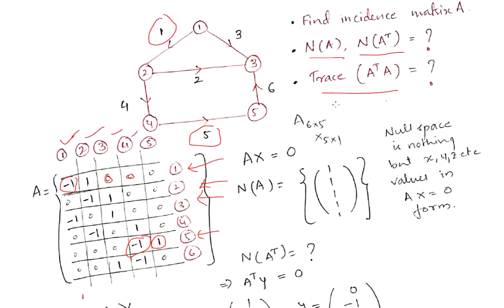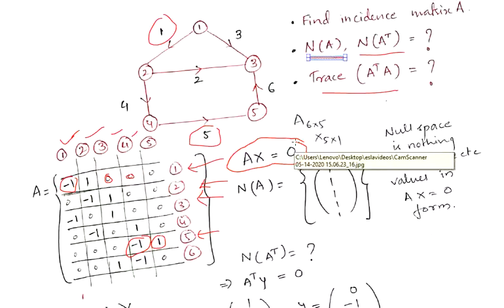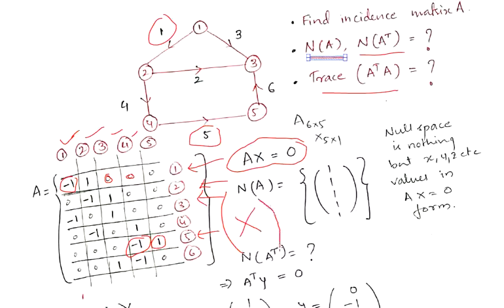Next, he has asked to find the null space of A. As you know, the null space of A is the set of values of x in the equation Ax = 0. We have A, and we need to find x by equating to 0. When we multiply one row of this matrix with x, we have 5 components in x.